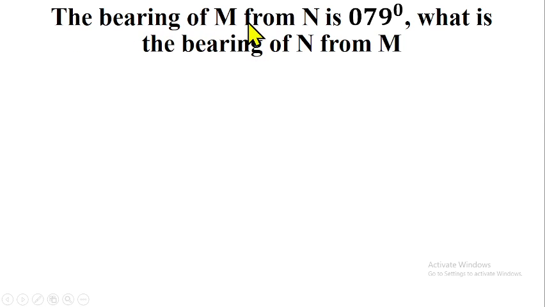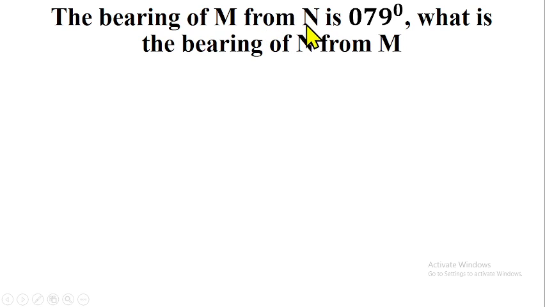The bearing of M from N is 79 degrees. And you look at that, the bearing is a 3-digit bearing. It's not compass again. What is the bearing of N from M? So this bearing here is a 3-digit bearing, not compass again. So you have to look for the bearing of N from M.